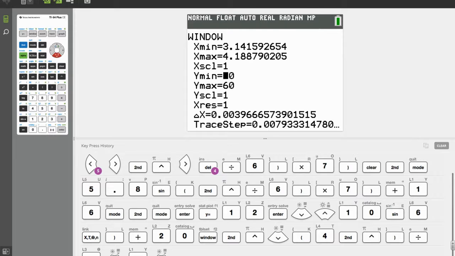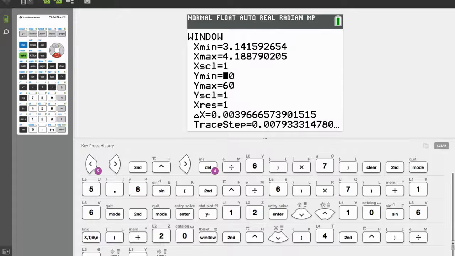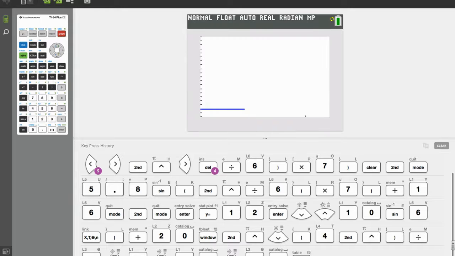Let's go back and look at our function. Our function has a center. The vertical translation is 20, so our center is at 20, and we're going up from 20 and down from 20. So we're going to go to 30, and we're going to go down from 20 to 10. All right, so our minimum value will be 10, and our maximum value will be 30, and we can leave the y-scale at 1. Hit graph.